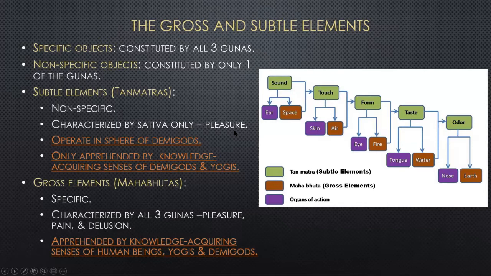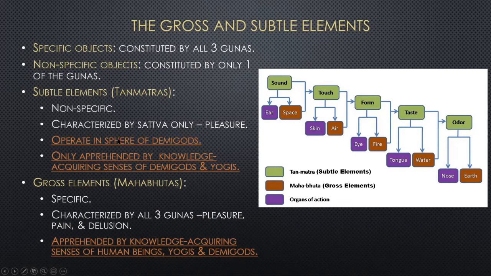They're characterized by pleasure. Well, let me just tell you a little bit about the gross elements, and we'll come back to this. The gross elements are the Mahabhutas, right? Space, air, fire, water, and earth. They are said to be specific. So these specific objects are constituted by all three gunas, and because of that, they're characterized by pleasure, pain, and delusion.